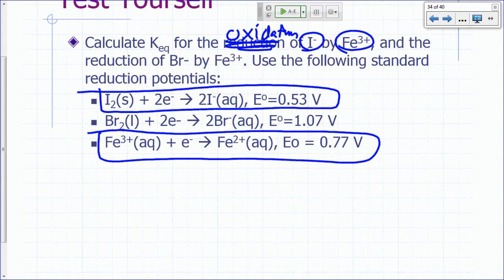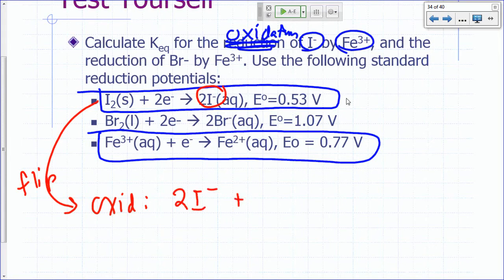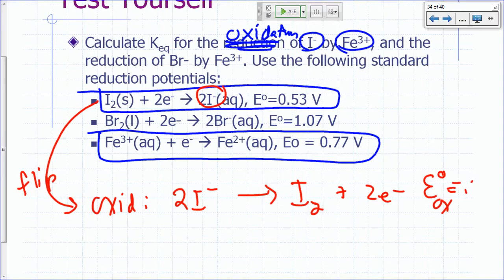If it's reduced, it can cause something else to get oxidized. So let's say you want it to oxidize iodine. So what's the oxidation reaction then? I have to flip this one to make it an oxidation. I say 2 iodide aqueous yields I2 solid, and I'm just going to leave out the physical state to make things easier to follow, plus 2 electrons. So what's my potential for this one? Oxidation potential is going to be negative 0.53. If you're wondering where I found this, I look it up.